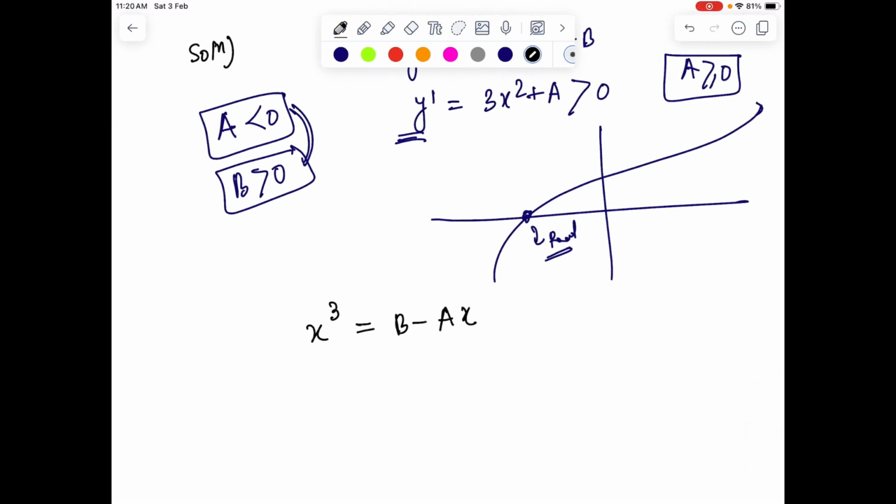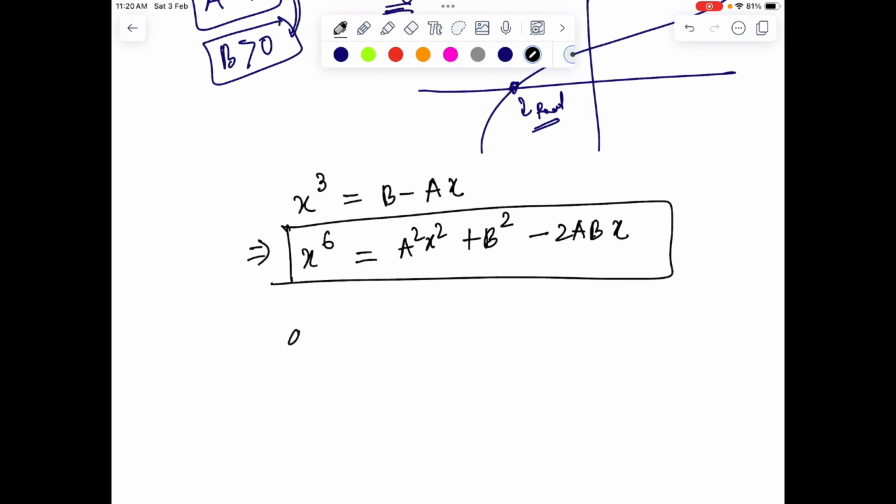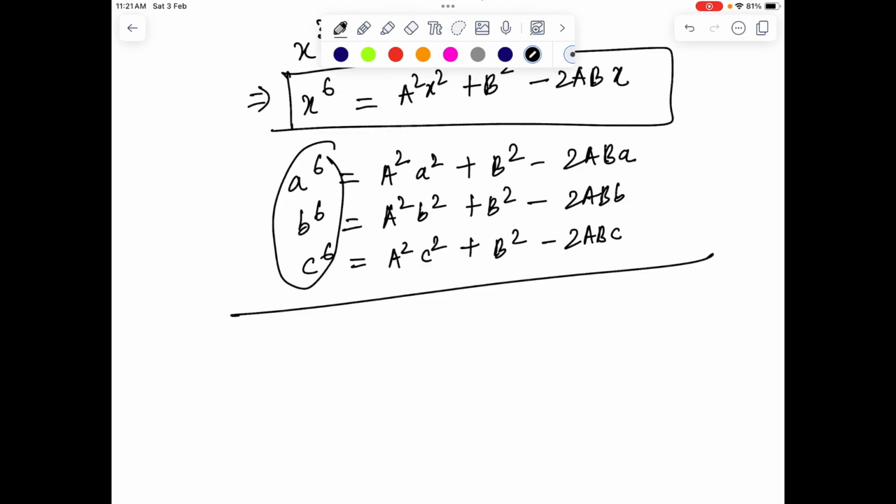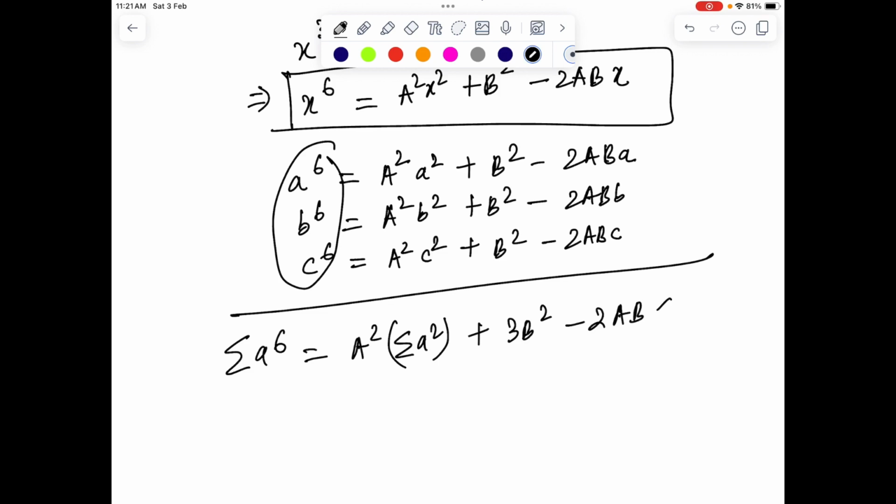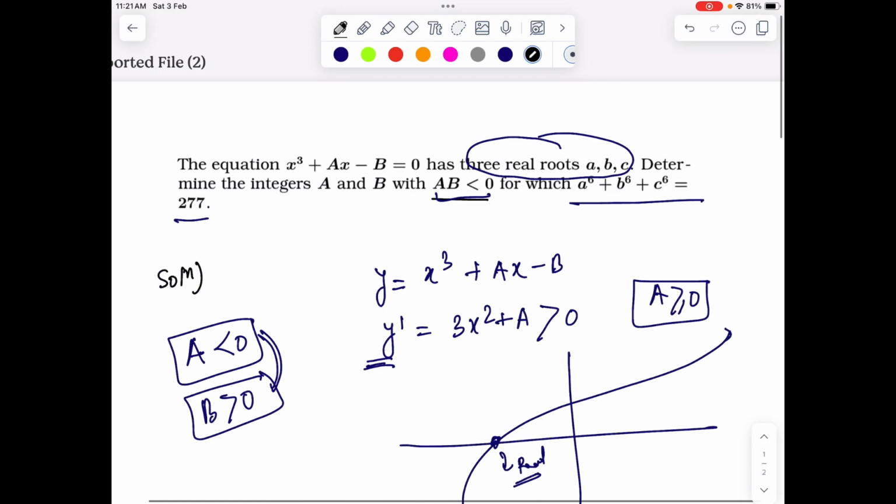Since we know x cube equals b minus ax, we can straight away square both sides: x to the 6 equals a square x square plus b square minus 2ab x. Now since a, b, c are the roots of this equation, they will satisfy this. What we can do is simply add these expressions. So we'll have sigma a⁶ equals a square sigma a square plus 3b square minus 2ab sigma a. Now sum of roots is 0 because there is no coefficient of x square, so sigma a is 0.